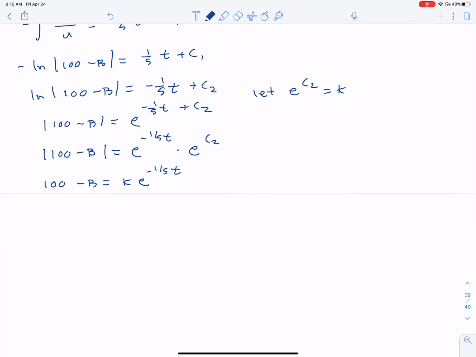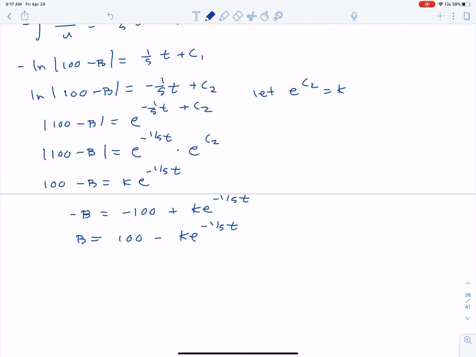Let's solve this for b. We're getting very close there. So negative b equals negative 100 plus k e to the negative 1/5 t. So b equals 100 minus k e to the negative 1/5 t.